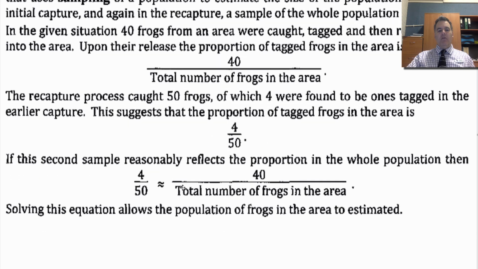So we can just equate those two there. But 4 out of 50 is the same as 40 out of our total number of frogs in the area. So solving that equation will give you an idea of how many frogs. That's called the Recapture technique.